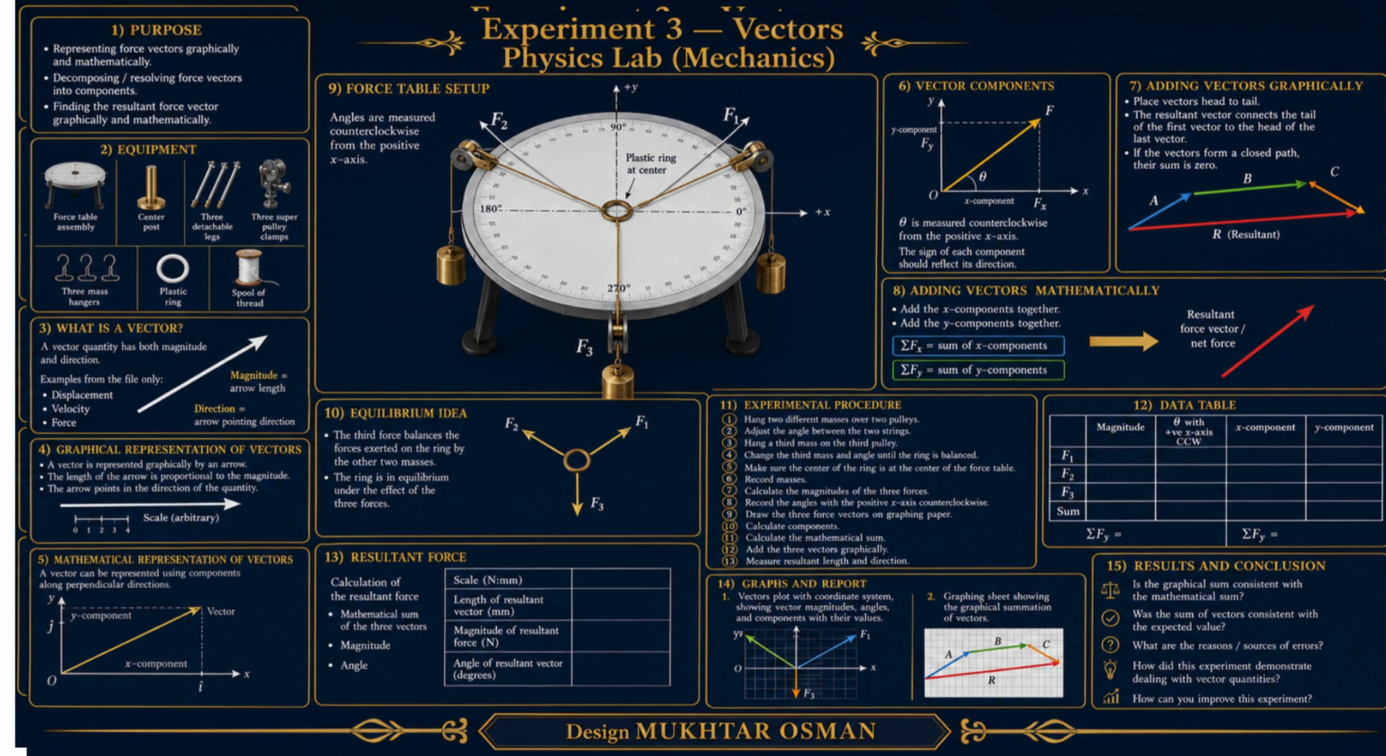For any force vector, the x component and y component are determined according to its angle, where theta is measured counterclockwise from the positive x-axis, and the signs of the components depend on their directions. To add vectors graphically, the vectors are placed head to tail, and the resultant vector is drawn from the tail of the first vector to the head of the last vector. If the vectors form a closed path, their sum is 0.